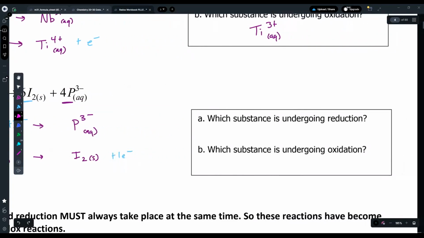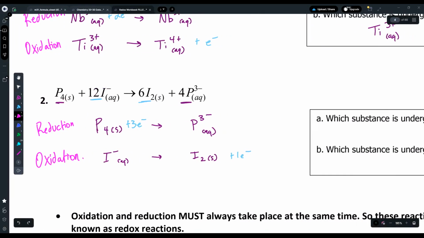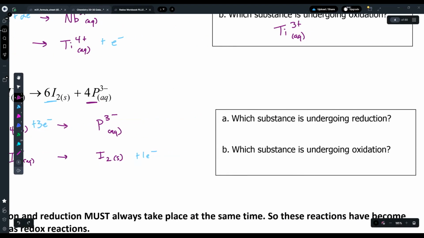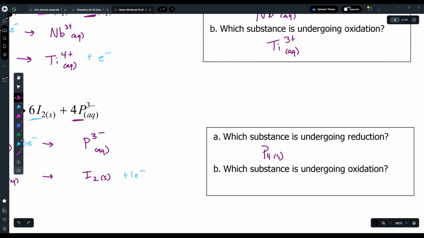Okay, so which substance is undergoing reduction? Well, that would be phosphorus, because that is what is gaining those 3 electrons. So P4, solid. If you're wondering why it's P4 and not just the letter P for phosphorus, remember that phosphorus is a polyatomic element, so whenever it's by itself, there are 4 of them all together.